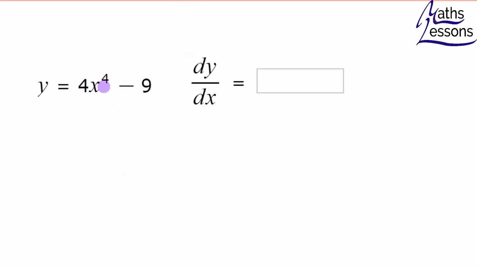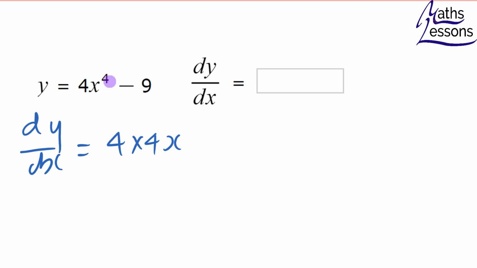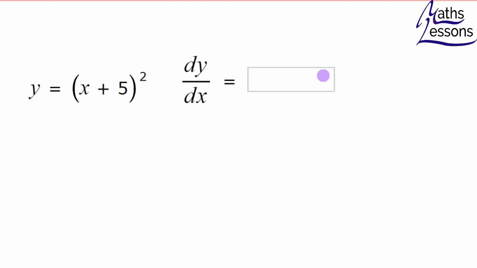Have a look at this one. Times by the power, take 1 off the power. So times by the power, we get 4 times 4x. Take 1 off the power, I get 3. Numbers added or taken away don't affect the gradient, so we don't put that in. So we get 16x cubed.